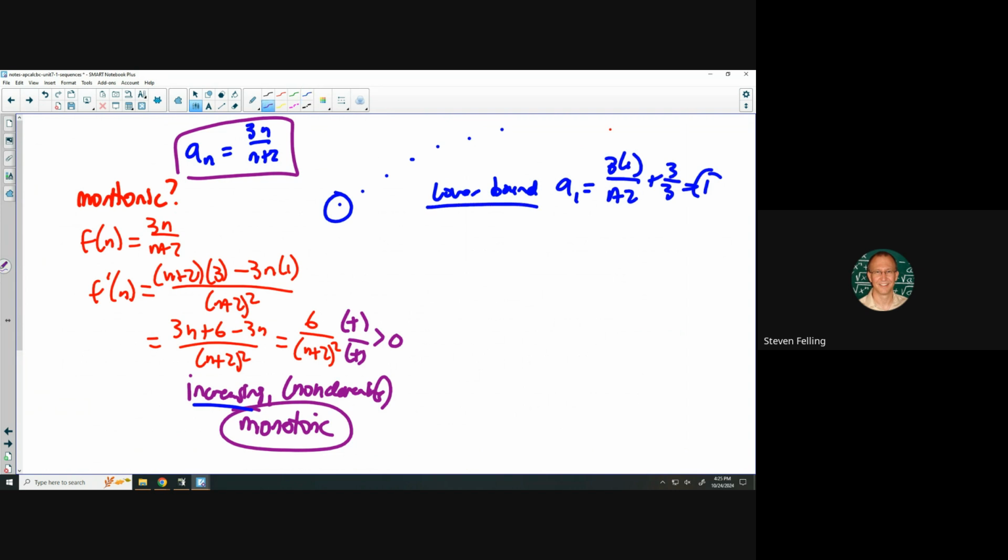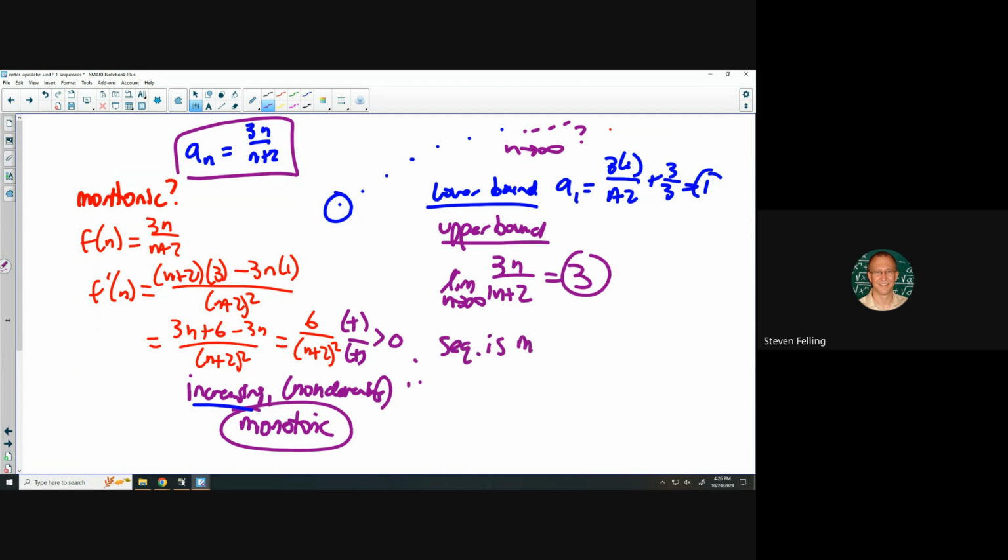To find the upper bound, we have to see what happens as n goes to infinity. Does this keep going forever and go up, or does it settle down to a number? We're really not sure. So to find the upper bound of this sequence, what we'll do is take the limit as n approaches infinity of the rule, 3n over n plus 2, right? And since these are the same degree, this ends up being 3 over 1 or 3, and that means that's the upper bound. The series never goes above that. Therefore, the sequence is also bounded.